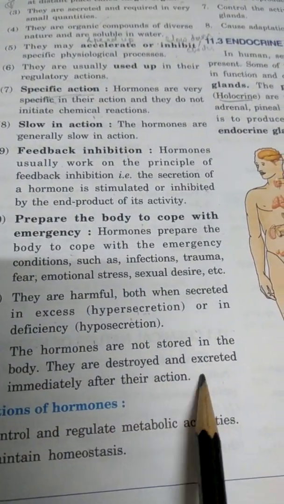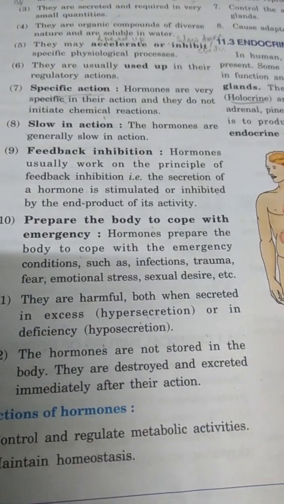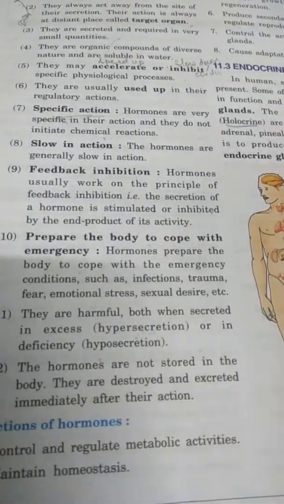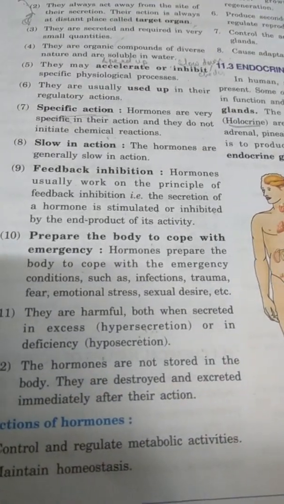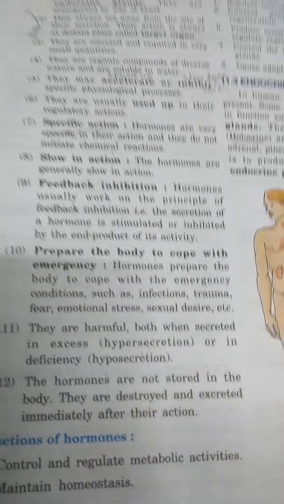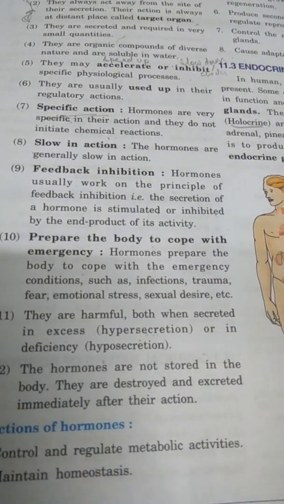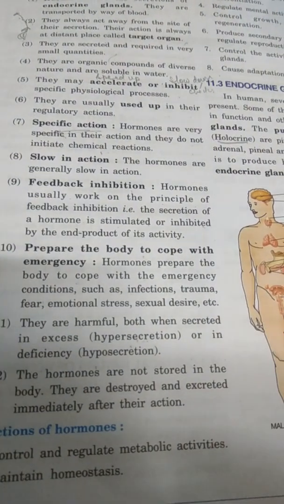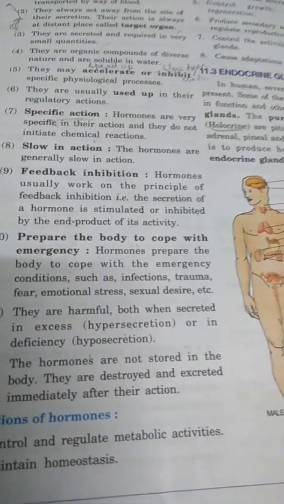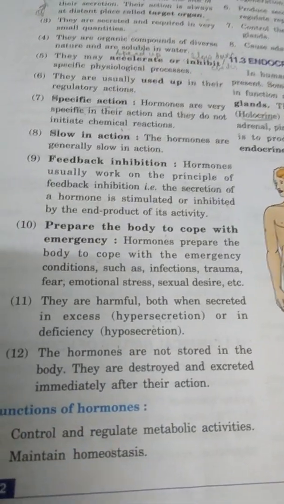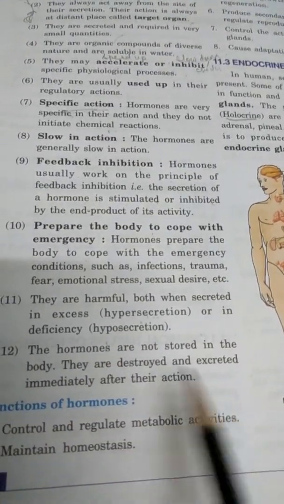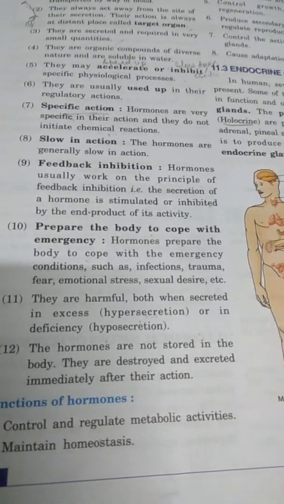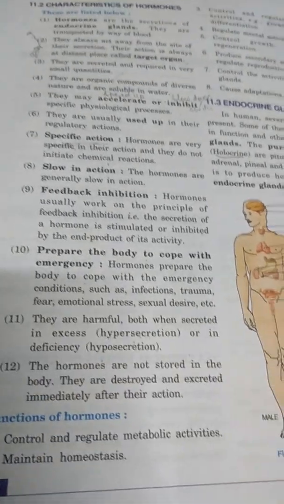Then, the hormones are not stored in the body. The hormones produced by the endocrine gland will reach the target organ. That hormone will be completely utilized by the target organ to regulate its function. If perchance the hormone secreted is more and the target organ does not require that much hormone, the excess hormone cannot be stored in the body. It is destroyed or excreted immediately after its action is over. Along with the urine, they are passed out.